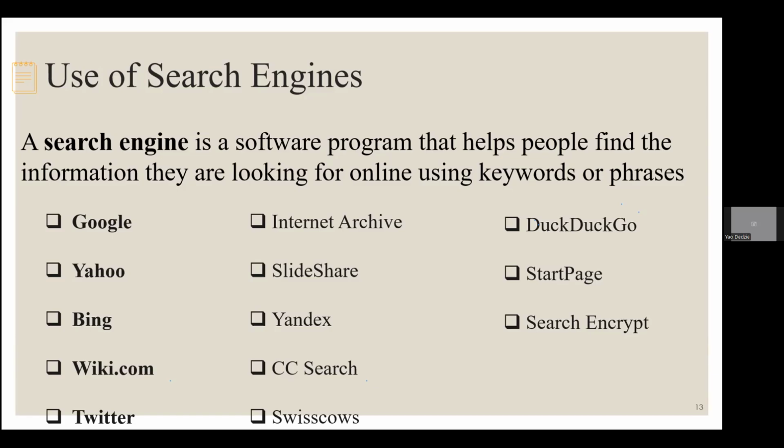So a search engine is a software program that helps people to find information they're looking for online using keywords or phrases. You just put in your keywords or phrases and it helps you find the information that you need. These are some of the common ones. Again, the examples I give in this presentation are not exhaustive. I just try to list the common ones, like Google, Yahoo, Bing. For Bing, I never knew about it until I came to China. So you have Wiki.com, we have Twitter, the Internet Archive, SlideShare.